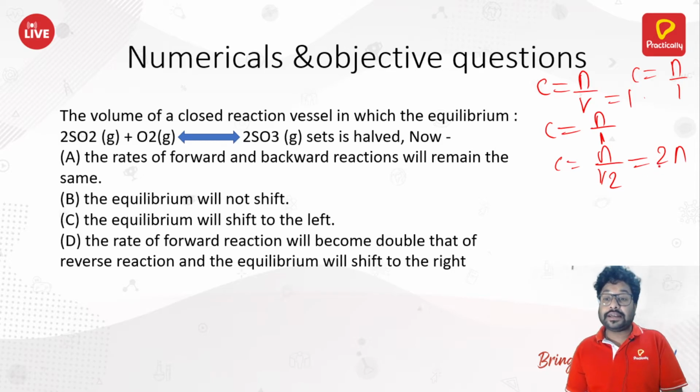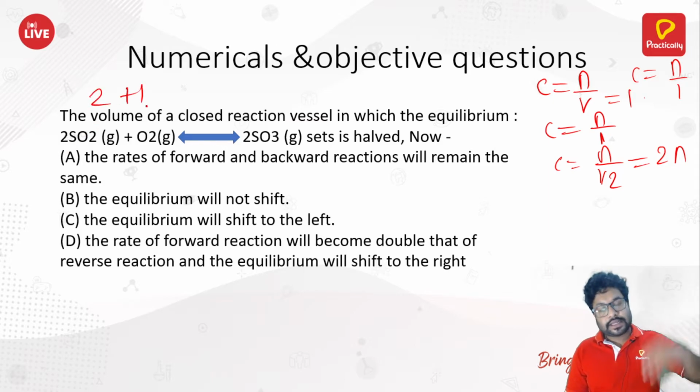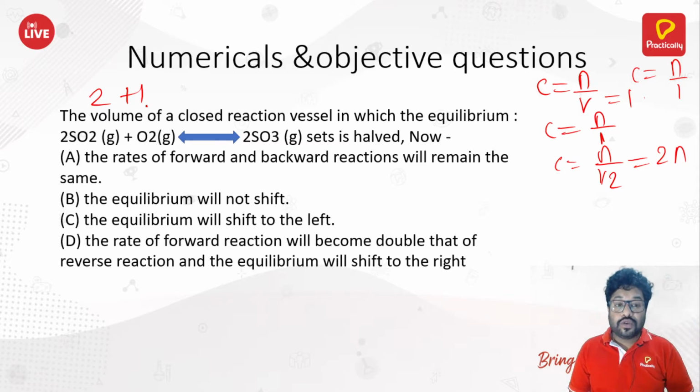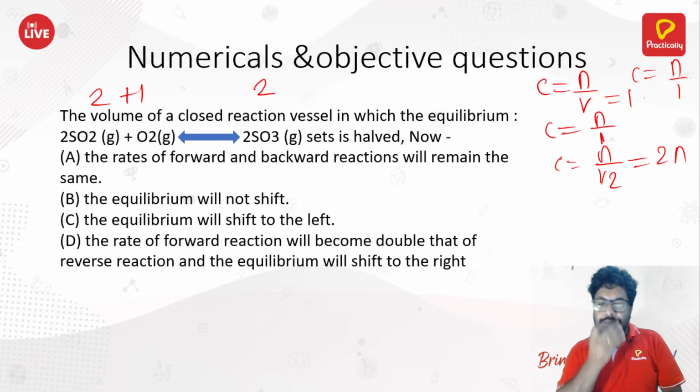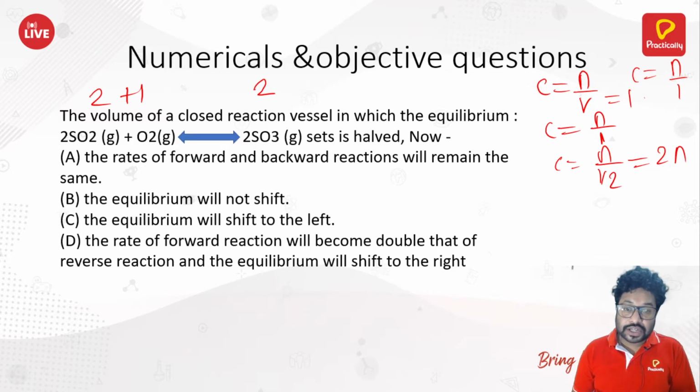Now that means what? The concentration is increasing. So what will the reaction do? The reaction will try to go in the direction where the number of moles is decreasing. If you look at this reaction, the number of moles decreases when the reaction goes in the forward direction. How? Because there are 2 plus 1, so 3 moles on the reactant side and 2 moles on the product side. So when you go from reactant to product side, which is the forward direction, the number of moles decreases. And that is why the reaction should go in the forward direction only.